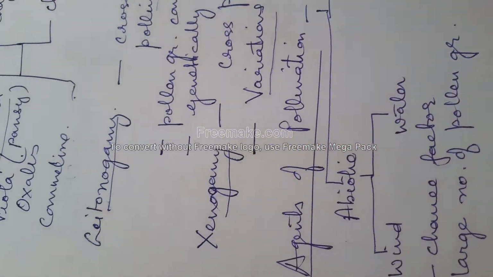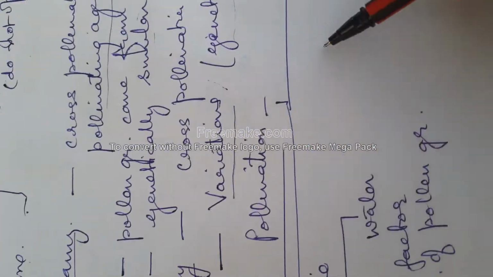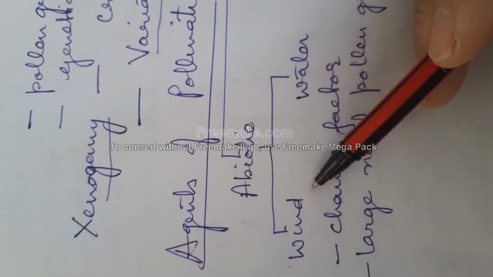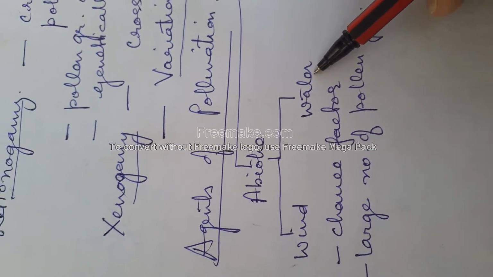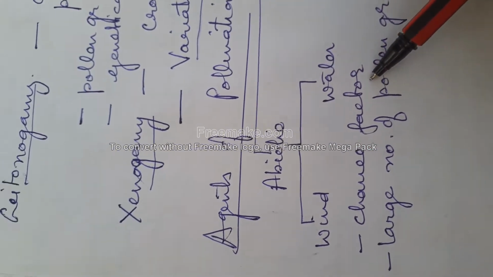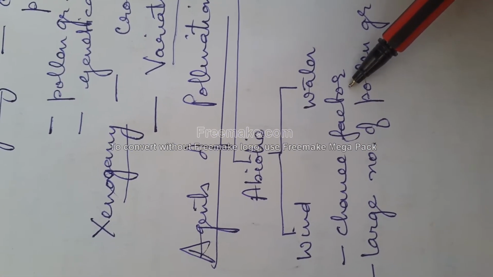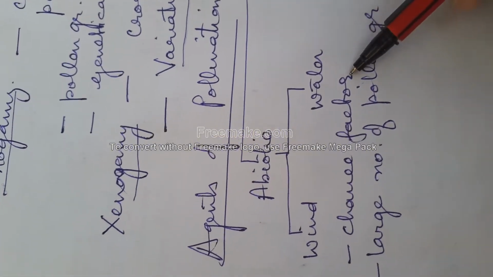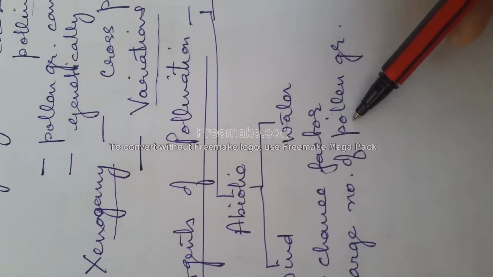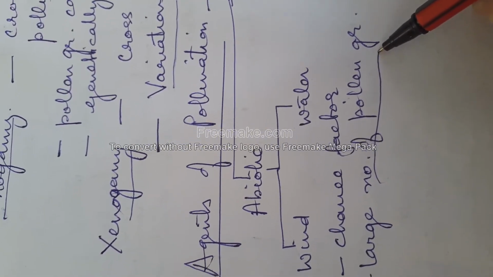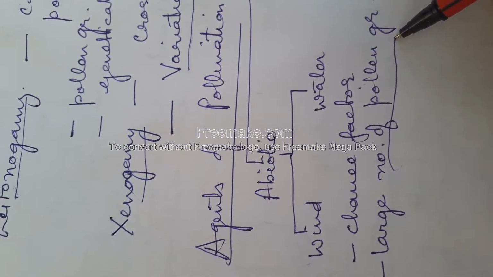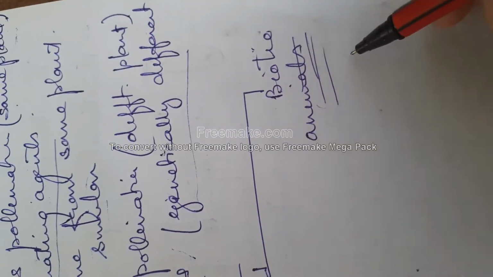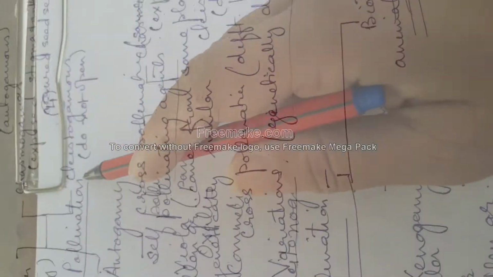Now the agents of pollination are further of 2 types, abiotic and biotic. Now in abiotic we find that wind and water are the pollinating agents. Here it is a chance factor because pollen grains might not settle on the stigma or fertilization may not occur. So that is why a large number of pollen grains are produced. Whereas in biotic factors we'll be studying about animals and other agents in the next.